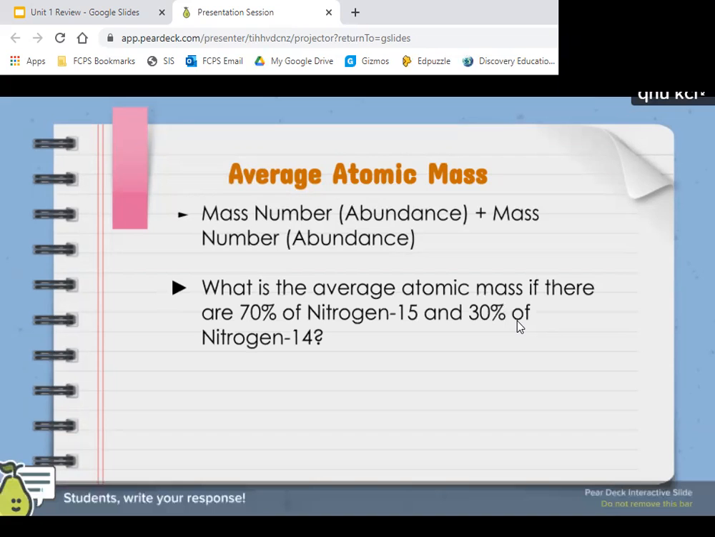So what I would like you guys to do is try this question out. It should pop up on your screen. Please try to solve that question. I'll give you some time to do it. The question says, what is the average atomic mass if there are 70% of nitrogen-15 and 30% of nitrogen-14? So try to solve this out. I'll come by and see if you guys are on top of things or not.